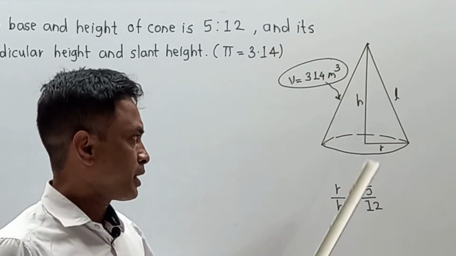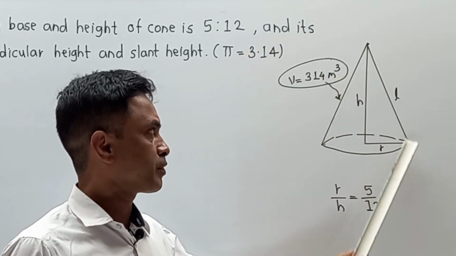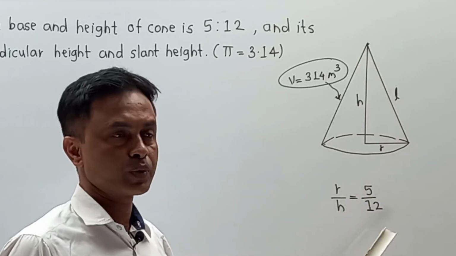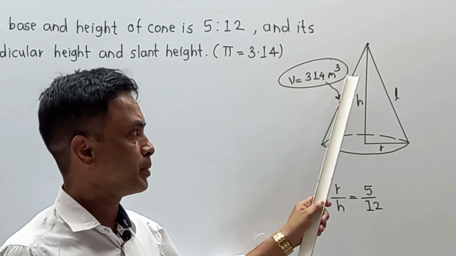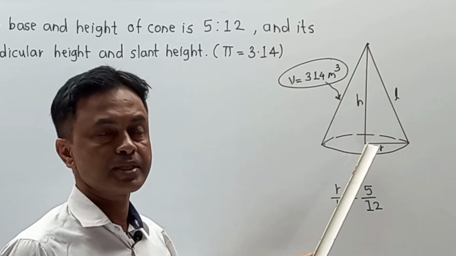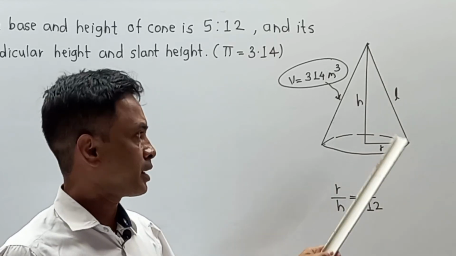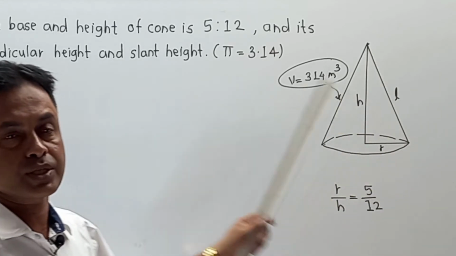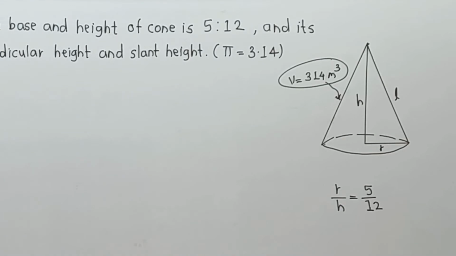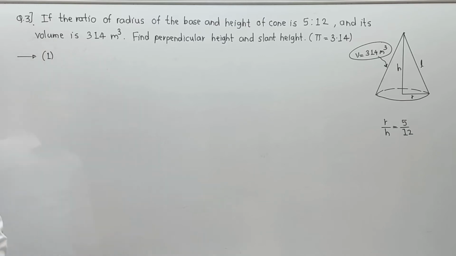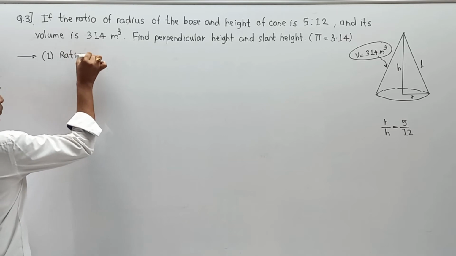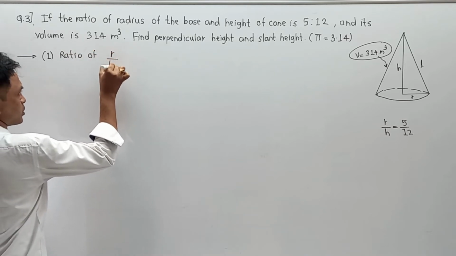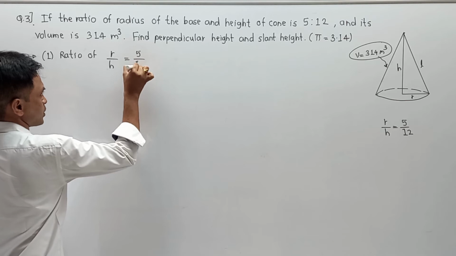Now one by one, they have given the first condition, ratio of radius to height is 5:12. Next, volume of this cone is 314 cubic meter. Then find the vertical height h and the slant height L. This is the data with us in terms of structure. We are going to solve it numerically. First, the ratio of radius to height is 5:12.